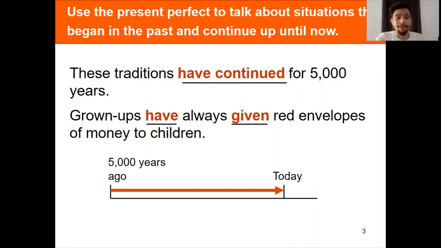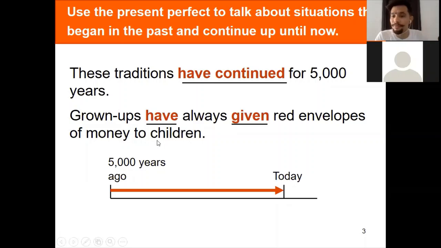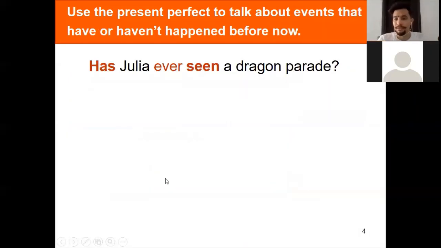Now, let's give you another example. Here, grown-ups have always given red envelopes of money to children. Now, what does it say here? Again, the action started in the past, right? Because this is a tradition from 5,000 years ago, and today, children still receive money. So again, this is an action that started in the past and continued up to the present. This is the present perfect.